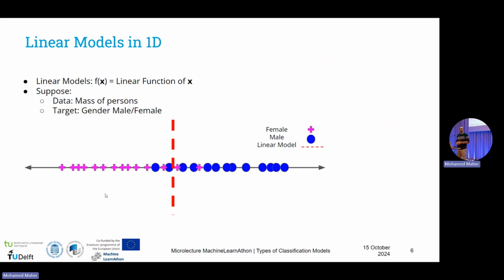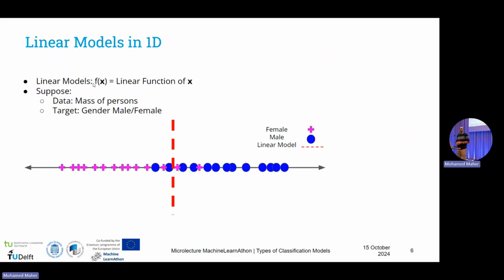So now let's discuss the different families of classification models. Let's start first with the linear models. In linear models, f is a linear function of the instance x. So it could be something like w1 multiplied by x1 plus w2 multiplied by x2 and so on for the remaining features of x. And w here means the coefficient of the linear function.